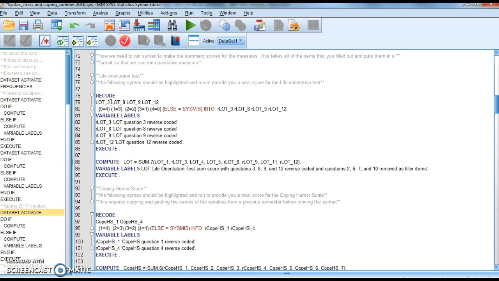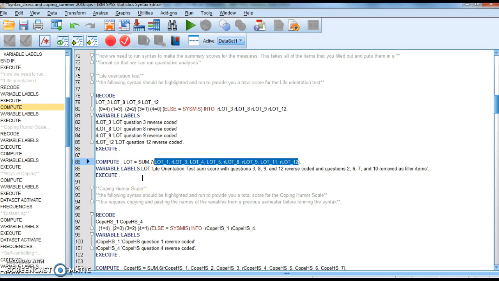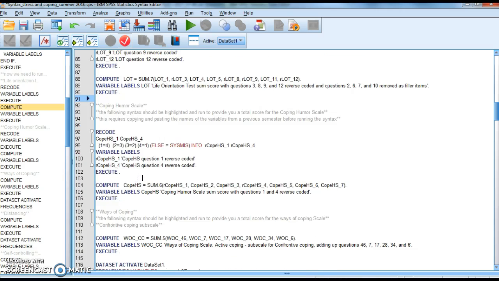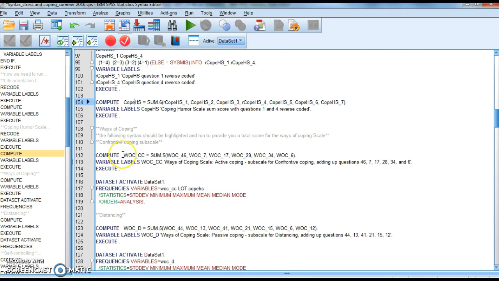They really carefully consider the question. So for the optimism measure, some questions were asking about optimism, some were asking about pessimism, and the pessimism items we recoded, or reverse coded. So when we scored, higher scores are indicative of more optimism. We have a coping humor scale, which also had some reverse scoring. And then we had 8 different subscales for ways of coping.